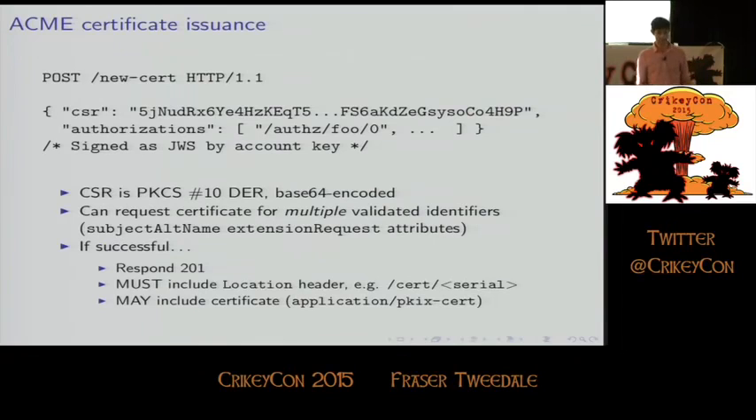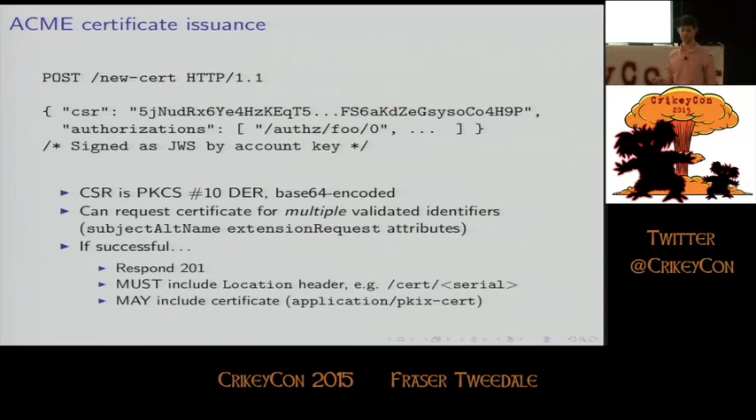So, assuming enough validations have been passed to satisfy the server policy, you can now post to a new cert resource. Again, this is not fixed in the protocol itself, but it can be discovered via link headers in earlier request response cycles. The new certificate request contains a CSR and a list of the authorization URLs that the client has responded to. And again, this is all signed by the account key.